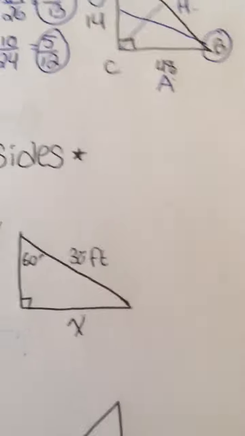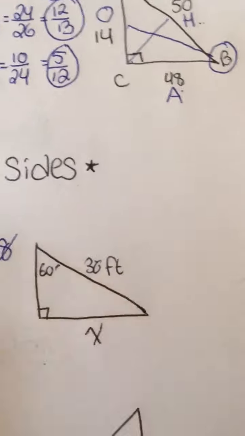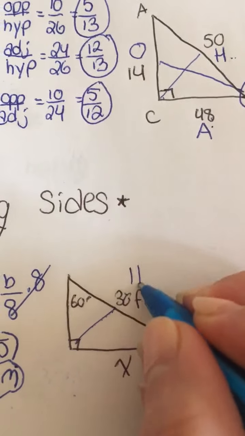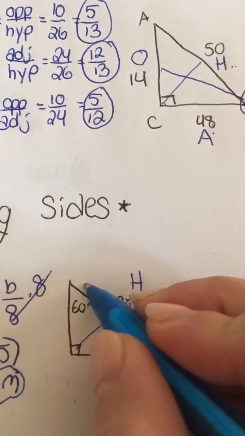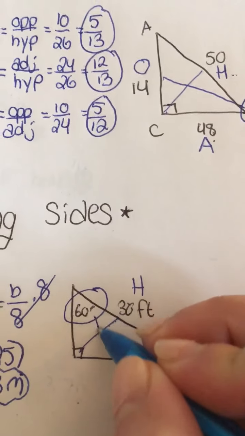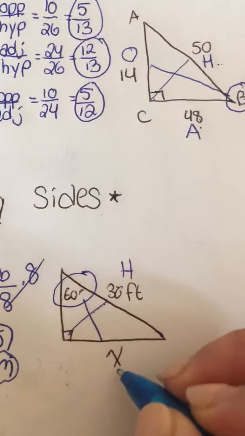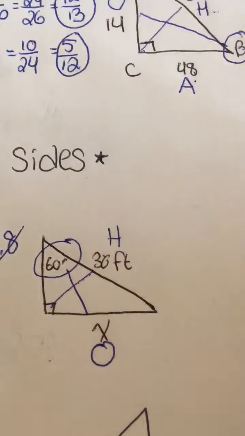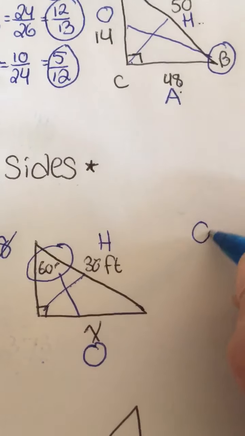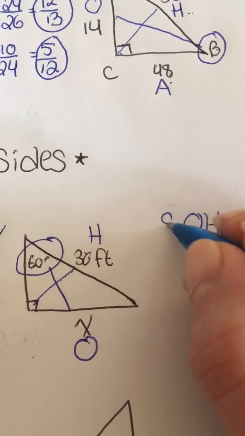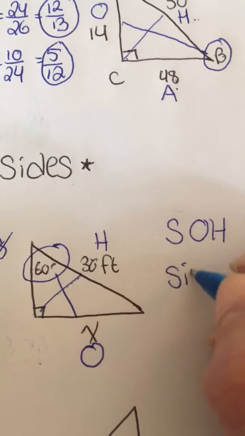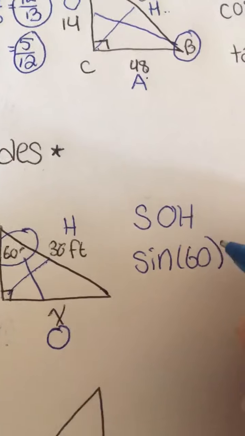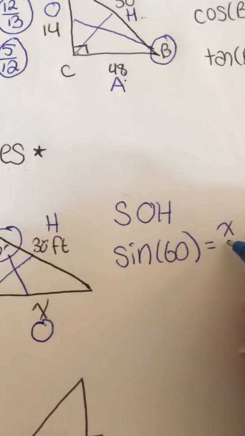Okay, so let's start by labeling what we have here. So 90 degrees, across from it is H, hypotenuse. 60 degrees is the angle that we're given. Across from it is opposite. Now, since we don't have to find this other side, don't even bother labeling it. So you have O and H, which is SOH, or sine. So sine of 60 equals opposite, which is x, over 30.